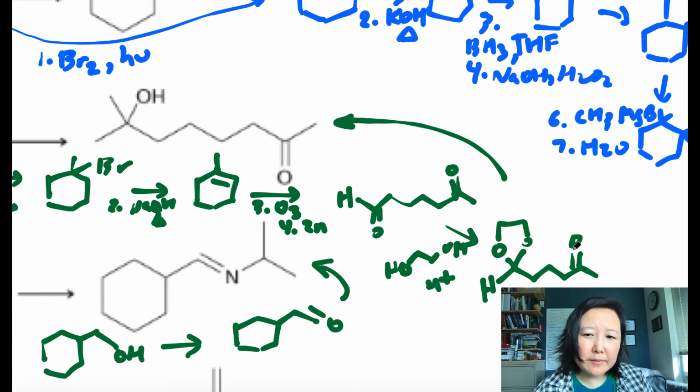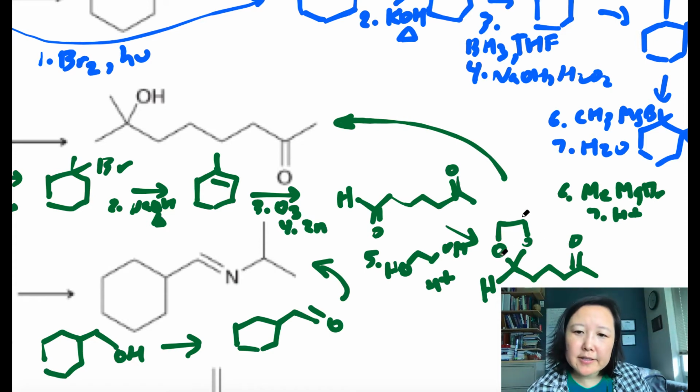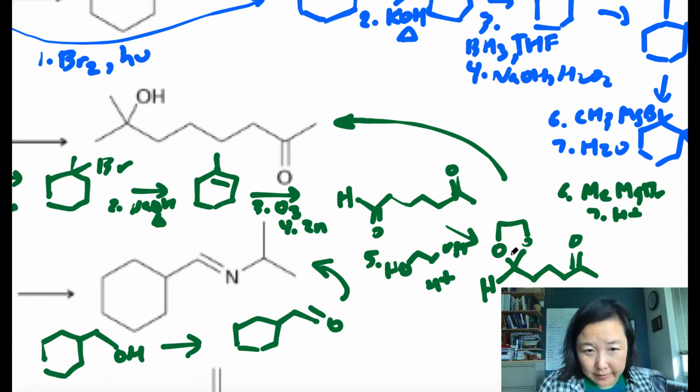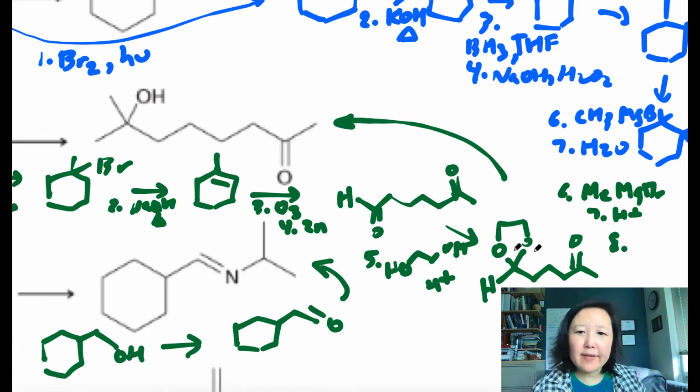And then I'm going to do acid workup to protonate that into an alcohol. That's how I'm going to get this end of it. The H plus is also going to deprotect my aldehyde group, so my aldehyde group will also be ready to go. And I notice I don't have an aldehyde in my product. I need to put a methyl group on it.